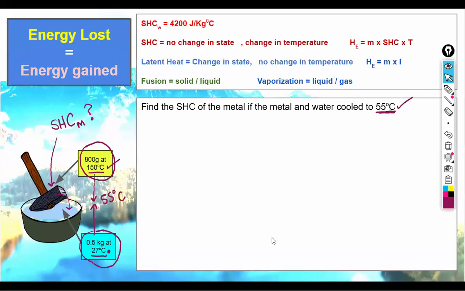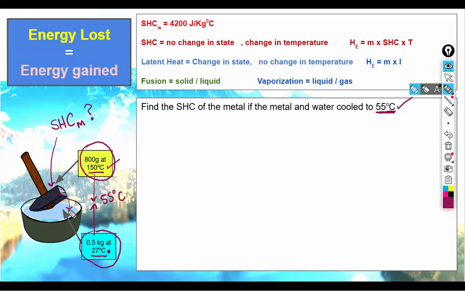Remember, the metal is hotter and it's cooling down, and the water was colder and its temperature went up. Hotter things have more energy than colder things. So the metal is losing energy. Remember, the hot metal is giving its heat to the water so the water may rise in temperature. So the metal is losing energy and the water is gaining energy.